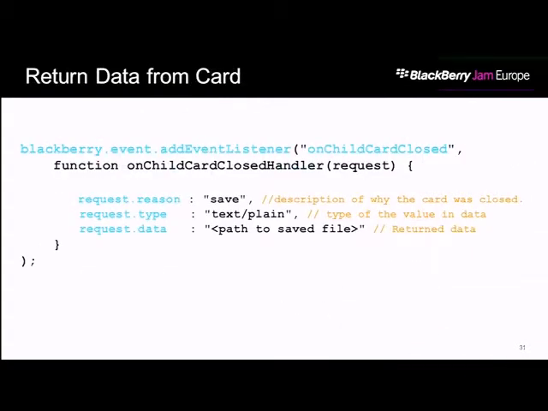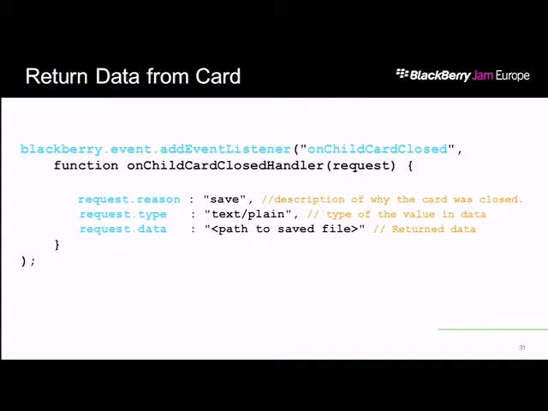So I wanted to get into quickly how you would process return data from a card after you've invoked it. Obviously, from a camera application or a camera invocation, you want to get the data back, what the user actually captured. So you add an event listener on the onChildCardClosed event and pass in a function callback of what will happen when the card is closed.